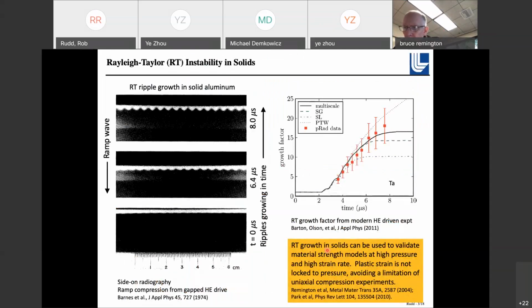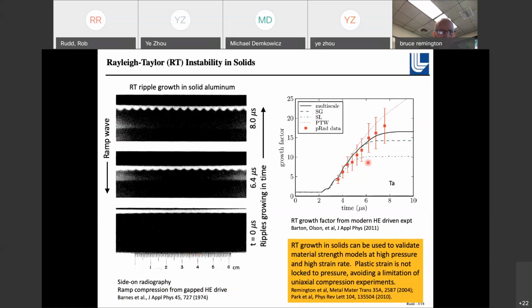For Rayleigh-Taylor, again, in solids, it's observed. So this is an old experiment due to Barnes et al. What's shown here is an aluminum plate viewed with radiography from the side. And down at the bottom at time 0, you can see there's just a very small ripple on the surface. Then an explosive drive sends a plasma across a gap that stagnates on the surface. And that ramp loads the interface and accelerates it. And so you can see at later times that what were very small ripples initially have grown considerably.